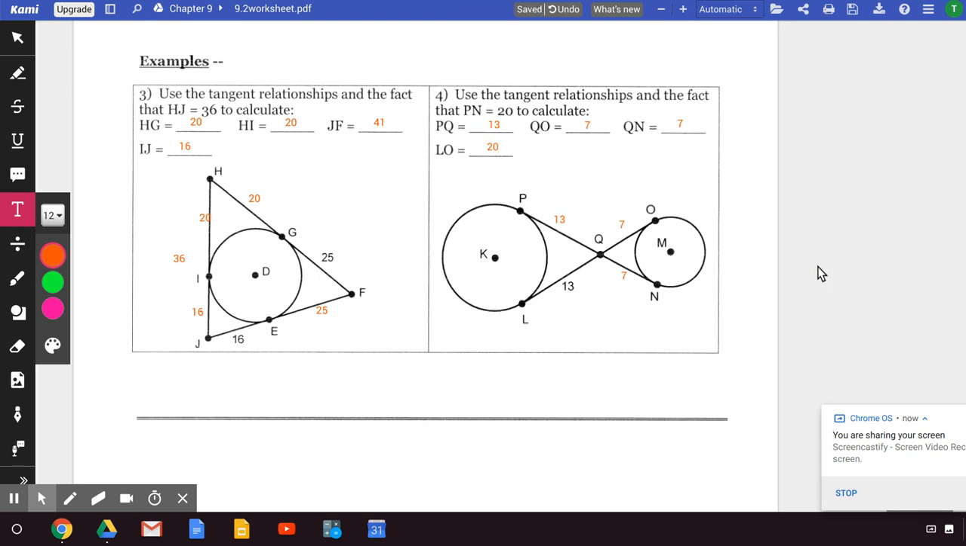So to recap, our big ideas from today are that two tangents to the same circle are congruent, and anytime you have a radius drawn to a point of tangency, it forms 90 degrees.